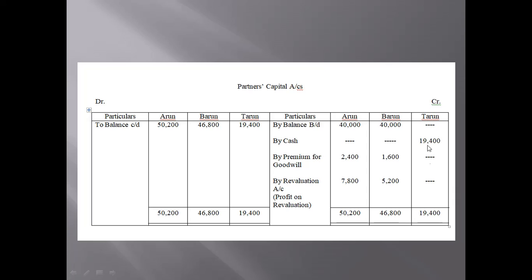Total it up: 50,200, 46,800. What about this? We have written by cash. Don't worry about the amount, just leave it. Do the totaling. 50,200, the same amount should be copied here, 50,200. Same amount, 46,800, to balance the credit and debit sides. Leave it blank still. Here also blank. Don't worry.